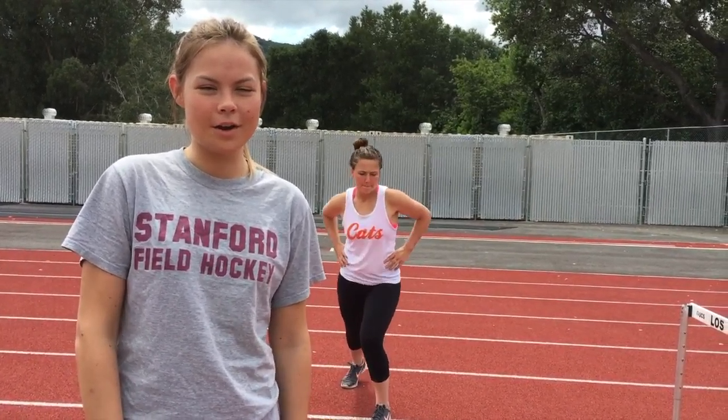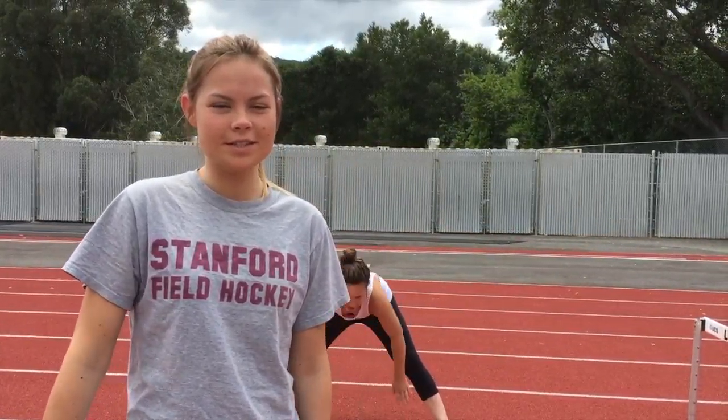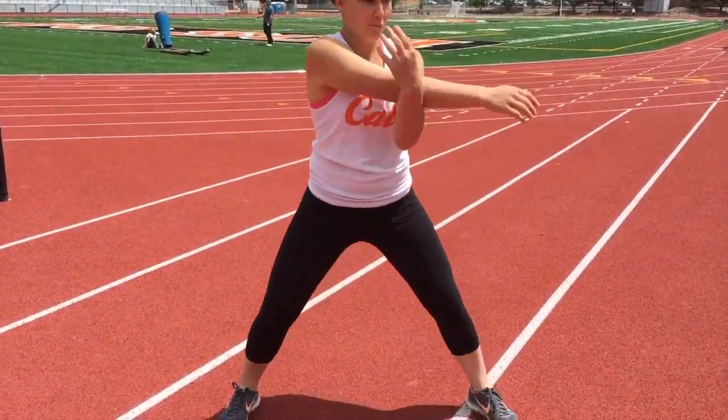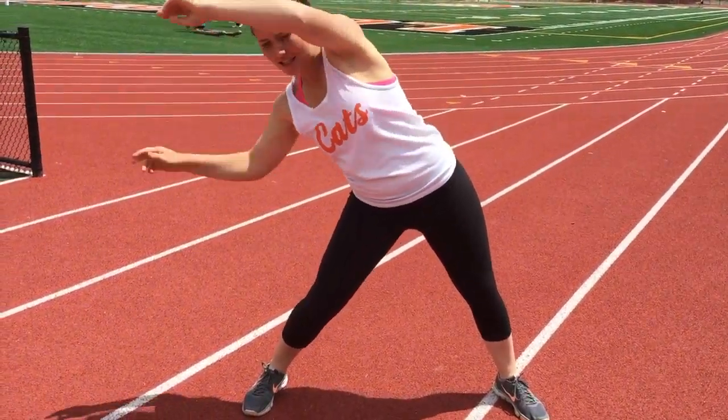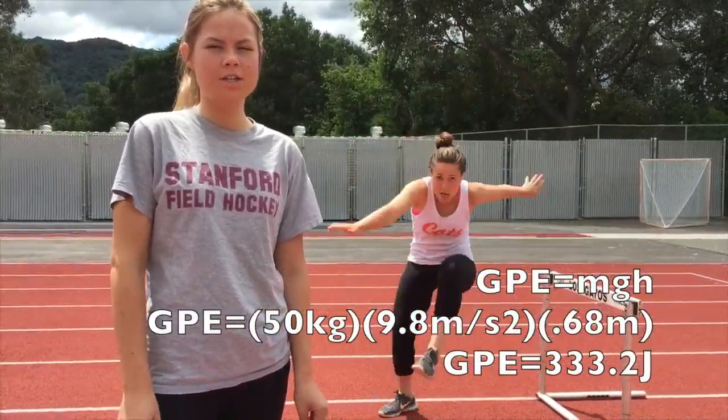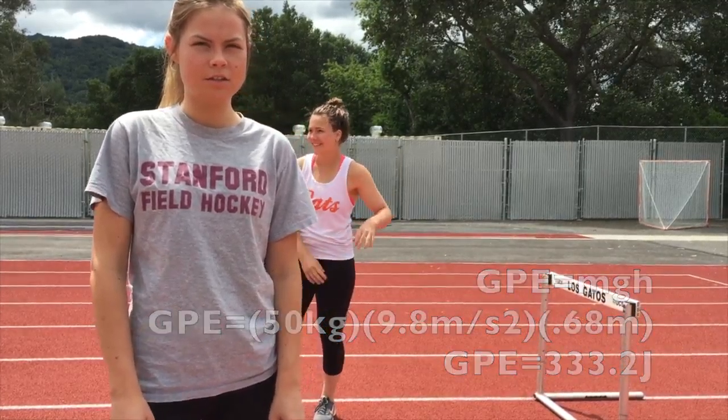Shelby's never been into soccer, but track is one of her favorite things. Many people don't know, but you can use physics to explain events in track and field. If Shelby is 50 kilograms and she jumps over a 0.68 meter hurdle, her gravitational potential energy can be found using the equation GPE = mgh.